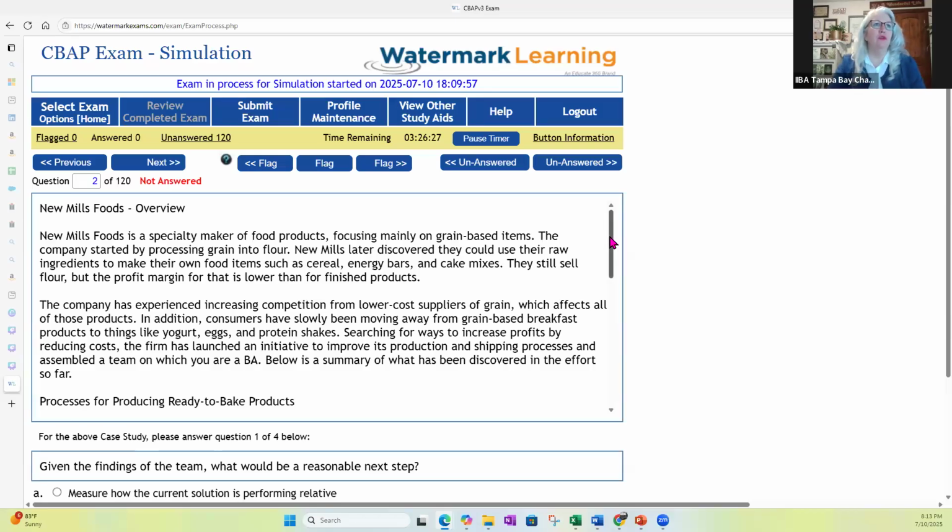Okay, New Mills Foods overview. New Mills Foods is a specialty maker of food products focusing mainly on grain-based items. The company started by processing grain into flour. New Mills later discovered they could use their raw ingredients to make their own food items such as cereal, energy bars, and cake mixes. They still sell flour, but the profit margin for that is lower than for the finished products.